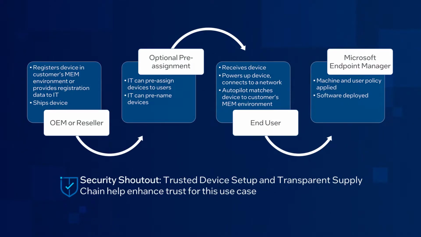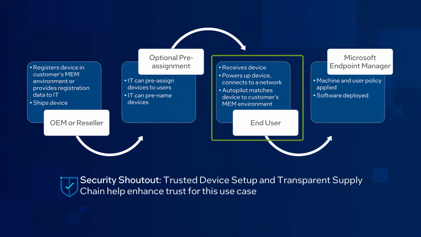There are three main steps in the Autopilot process. First, the OEM or reseller provides the necessary information at the time of purchase. Microsoft supports an automated process where the necessary data can be automatically uploaded to the customer's Microsoft Endpoint Manager instance or manually added by the customer directly. Once that's done, IT can optionally pre-populate a computer name and match a device to a user.